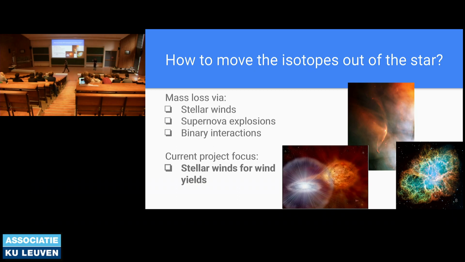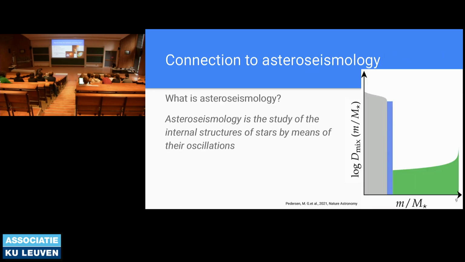And in this case, we're looking mostly at the stellar winds. So everything I'm presenting here are wind yields. It will explode eventually, maybe, depending on the structure of the star, but we're not looking at that. So now I have to go here to go to the next slide.